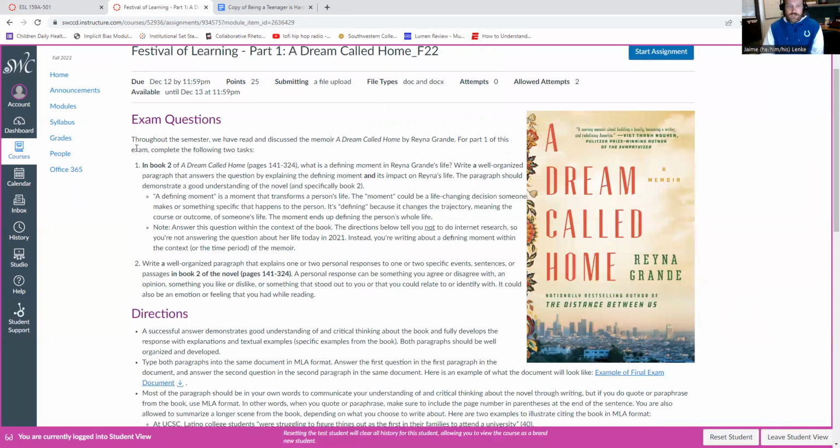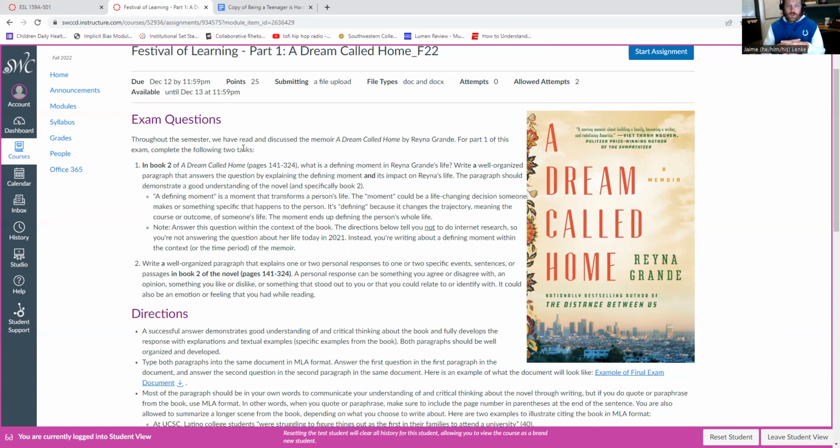So throughout the semester, we have read and discussed the memoir, A Dream Called Home by Ariana Grande. For part 1 of this exam, complete the following 2 tasks. So we're doing 2 things for this exam. So you're using the second book of A Dream Called Home. So after she graduates from UC Santa Cruz and comes home, that's the part that we're looking at for this writing project. So first, you're writing 1 paragraph about a defining moment in Raina's life.